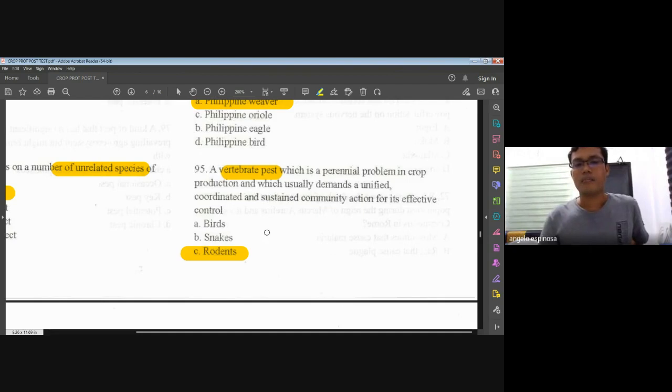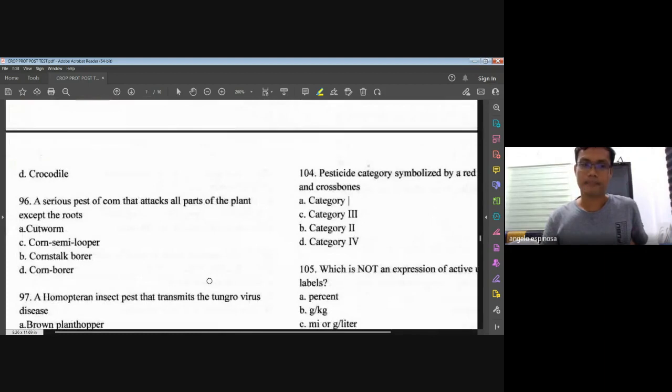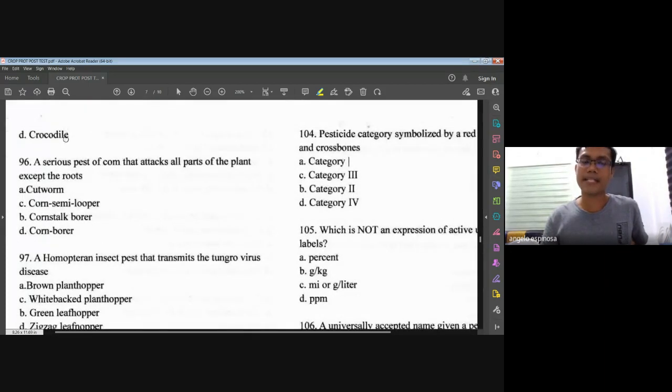Okay. Birds is also a vertebrate pest. Snakes is not a vertebrate pest. That is an invertebrate pest. But the key words are perennial problem in crop production. Birds are not a perennial problem, only in rice, and seasonal at that. Crocodile is not a pest, but it is a vertebrate type of pest.